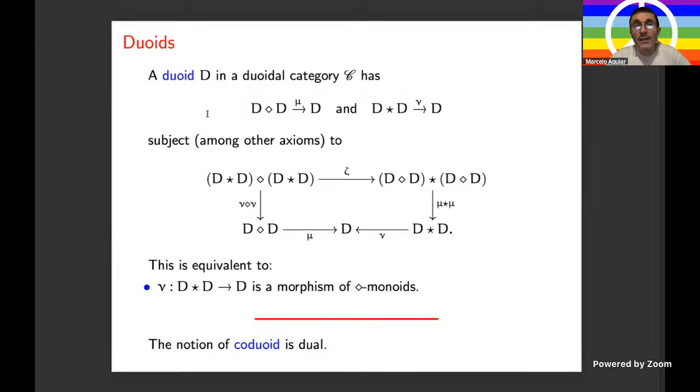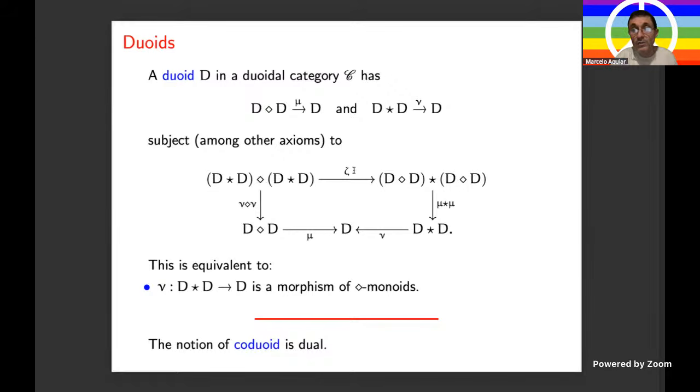So a duoid, remember, was defined as a monoid in monoids. So it is an object with two operations then. One with respect to diamond, one with respect to star. It should be a monoid with respect to each. And then you have the compatibility axiom that relates the two multiplications. And this is what it is. Very similar to the compatibility axiom for a bimonoid. In that axiom, you had this arrow going up, involving the two comultiplications. That arrow got switched, and this is what it looks like.